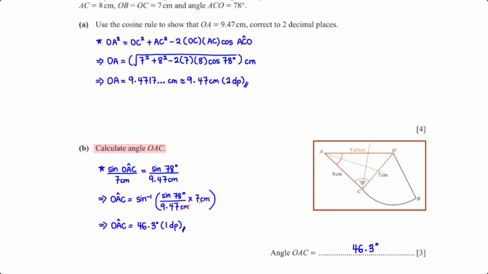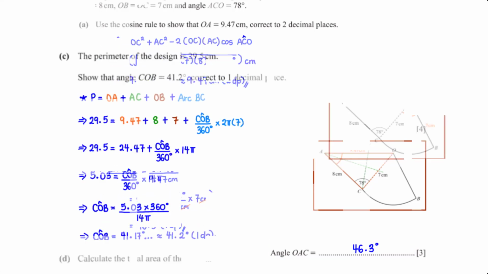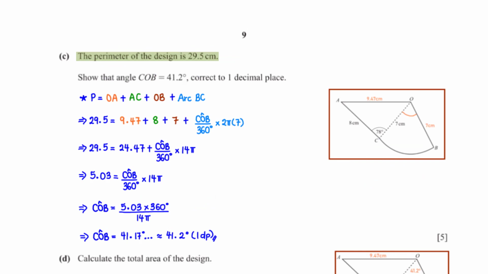Calculate angle OAC. To get angle OAC, we apply the sine rule to triangle AOC. This gives us sine of angle OAC divided by 7 centimeters equals sine 78 degrees divided by 9.47 centimeters. When we make angle OAC the subject, this is what we have. When we type this into the calculator, we get 46.3 degrees rounded to 1 decimal place.